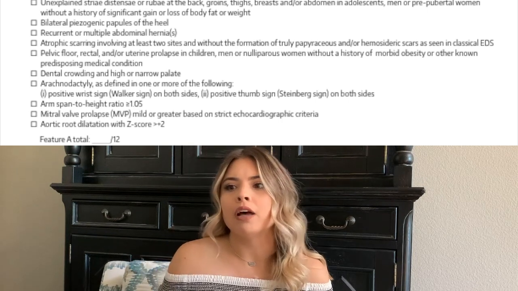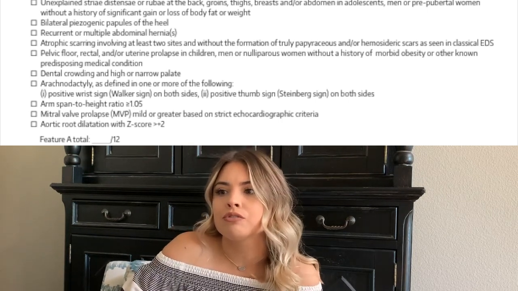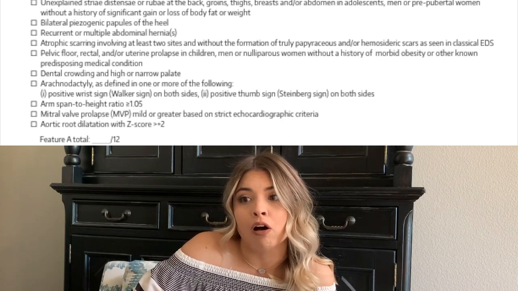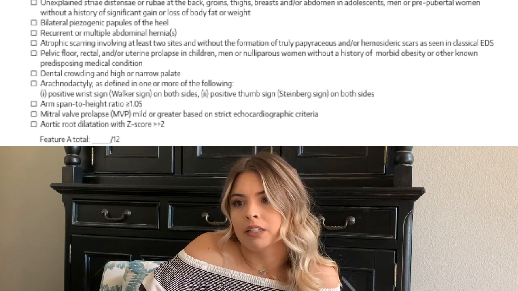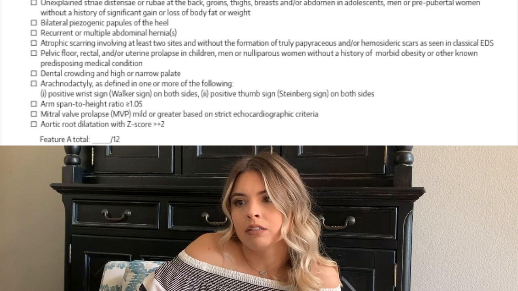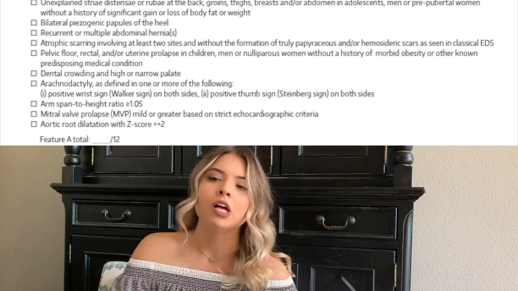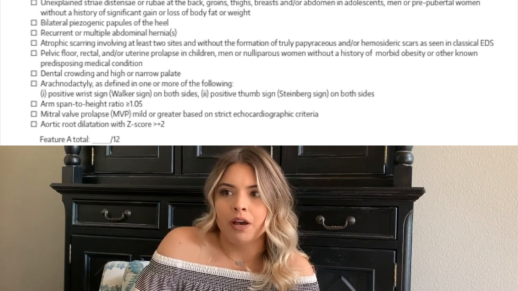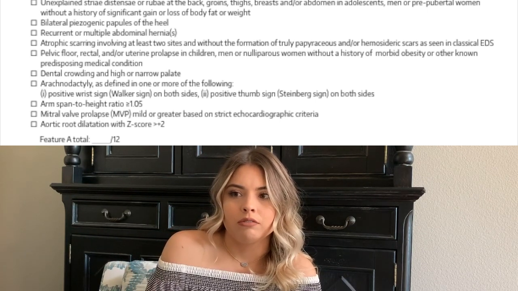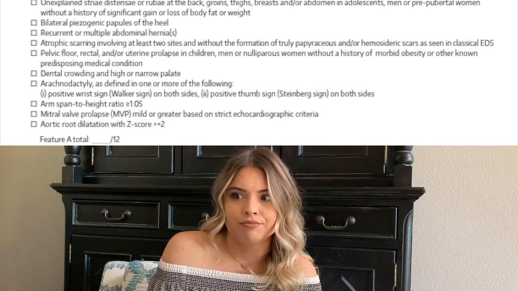Mitral valve prolapse, mild or greater. Okay, I've never had a mitral valve prolapse, thankfully. Aortic root dilation with a Z-score of greater than +2. I've never had one of those either. So you have to get 5 of those to pass that section.